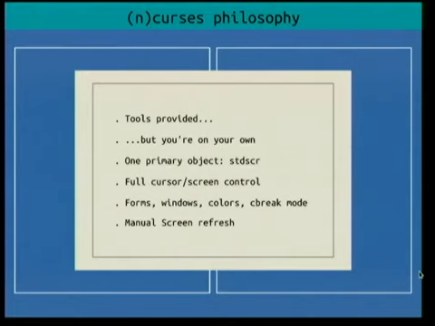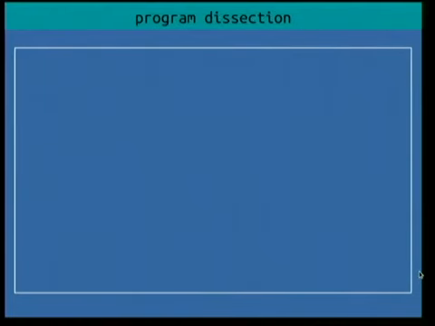So the philosophy. The tools are provided, but you are on your own. They give you one primary object, which is the standard screen, which represents the entire screen size. You have full control over that. You can put form elements, windows, colors, and they introduced a new mode, which is cbreak, which sits between raw and cooked. Raw and cooked I just talked about, you remember those. Cbreak is going to break on every character, but it's also going to interpret character sequences like Control-C, Control-Z, and all that stuff. Also, you had to refresh the screen manually in the right order, which you'll see in the program. So let's look at a program.